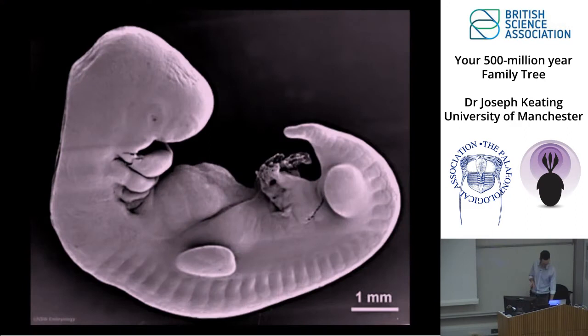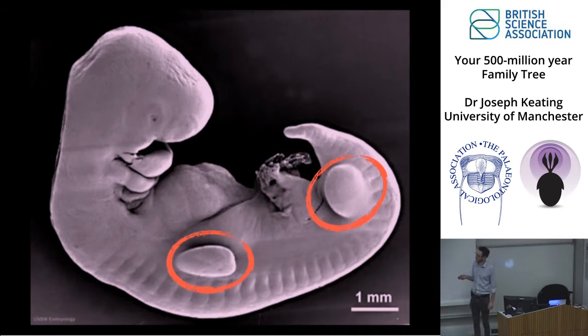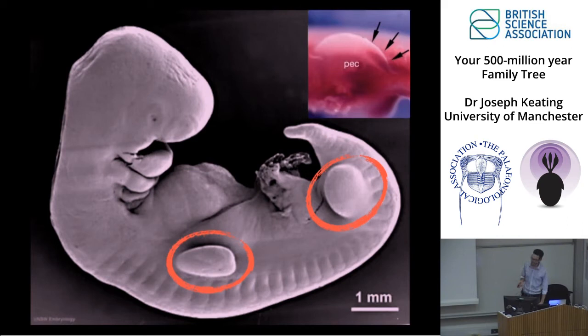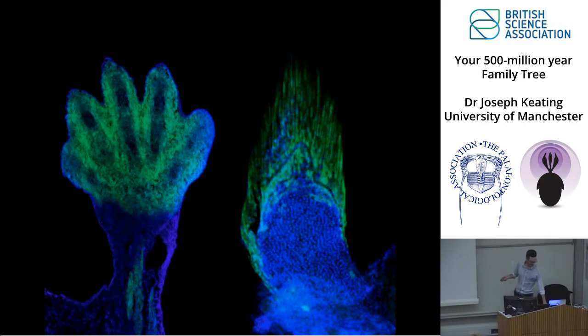Another similarity between the human embryo and a fish embryo are these paired structures. So these are the paired limb buds, and at this stage in development they look a lot like fins. And if we compare them to paired fin buds, so this is the pectoral fin, equivalent to your arms, they are quite similar. Not only are they structurally similar, but they are developmentally similar. So these things are developing in a very similar way.